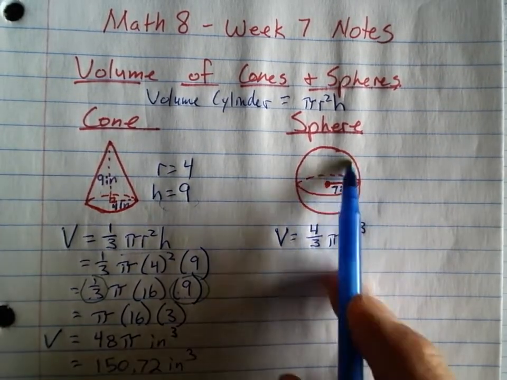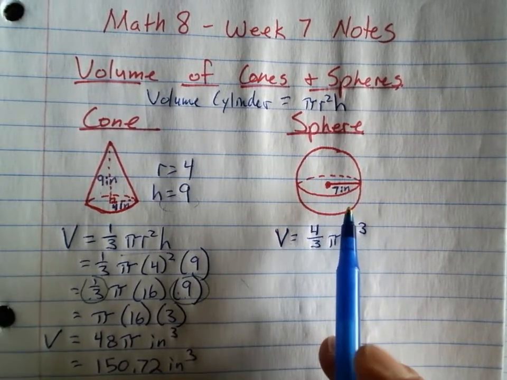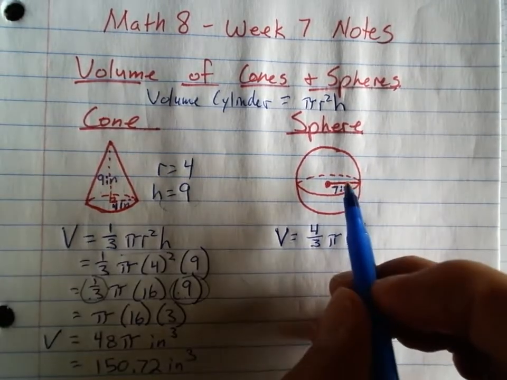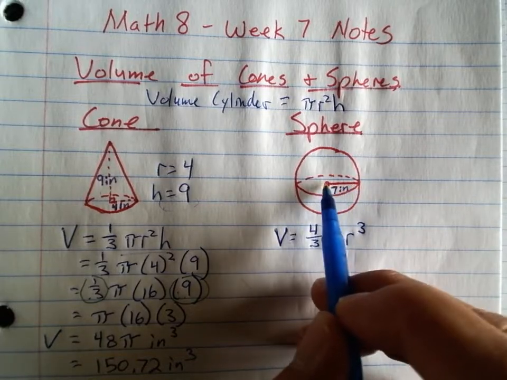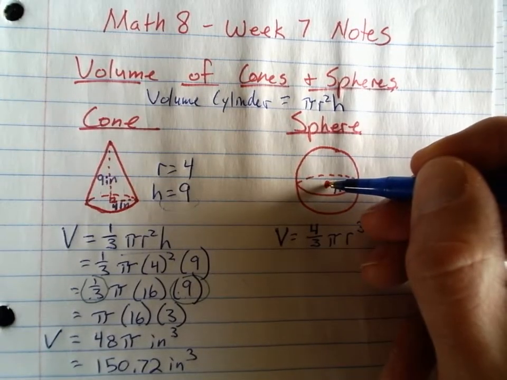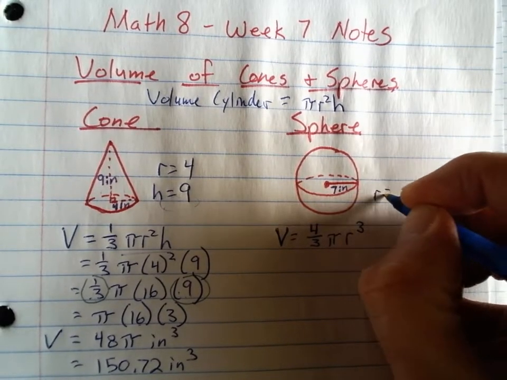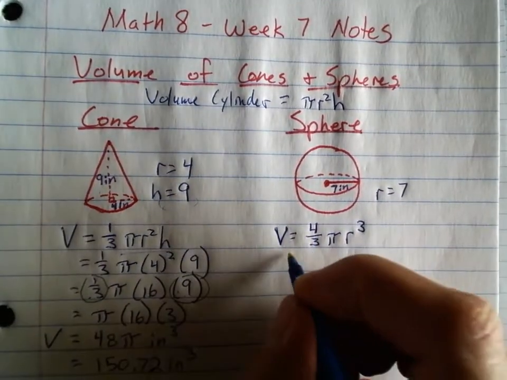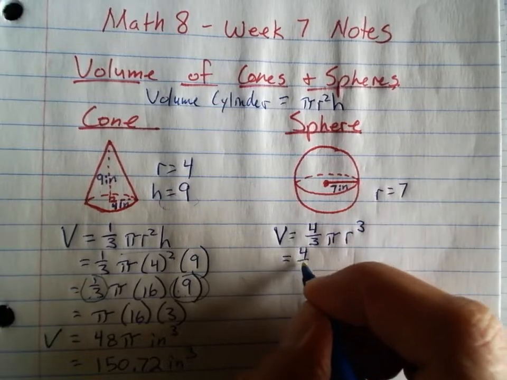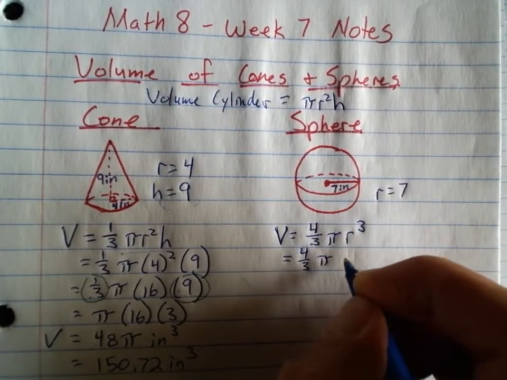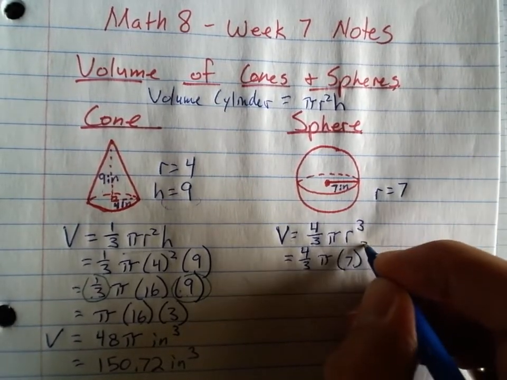So we look at the sphere, and we have to figure out what the radius is. Thankfully, I drew a nice picture. It shows what the radius of the sphere is, right in the center out to the sides. So your radius is 7. Then it's a matter of just plugging things in: 4/3 pi times 7 cubed.